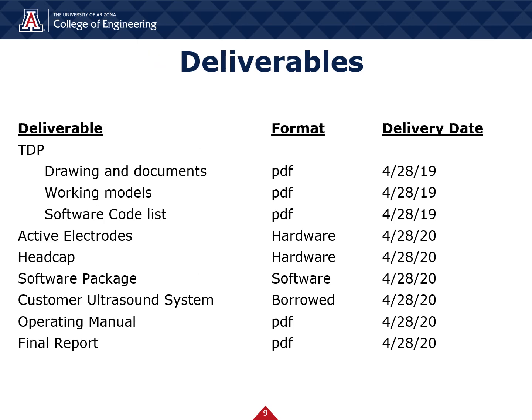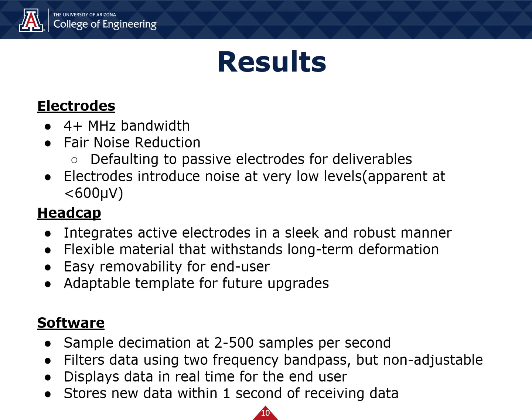This section shows all the deliverables that will be provided to the sponsor. This list includes the physical hardware such as the head cap and electrodes, the software, and any equipment borrowed from the sponsor that will be returned, as well as all necessary associated documentation such as the technical data package and operating manual. Due to several issues that came up in the last few months of our project, we had to readjust parts of our design so we would be able to deliver on requirements given.